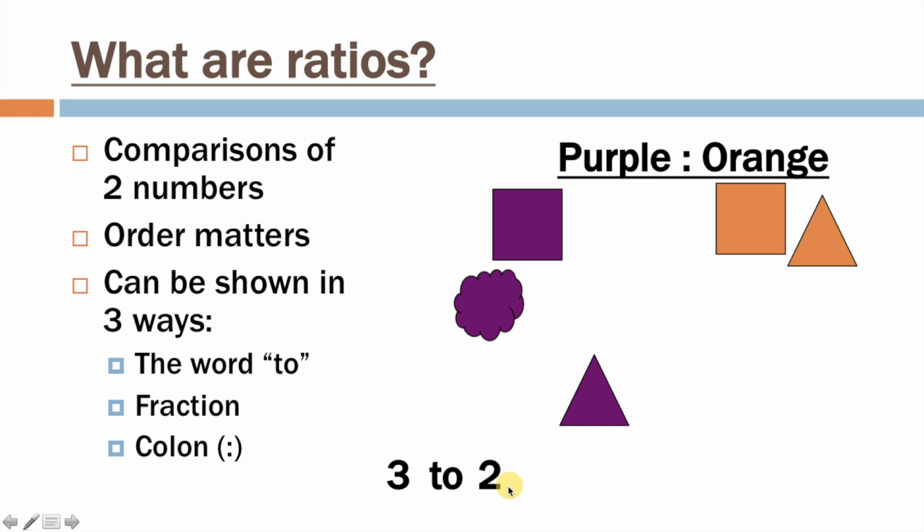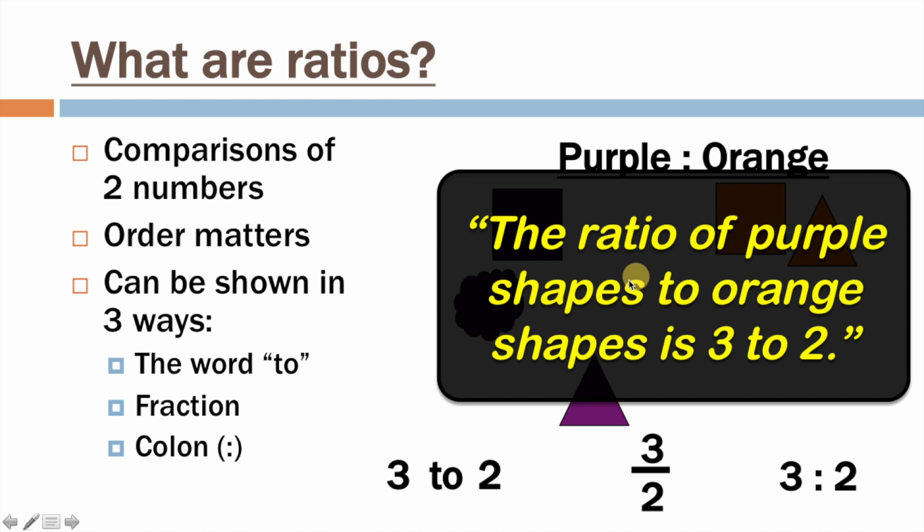3 to 2. Again, I can write that as a fraction. My first number will go on top, my second number will go on the bottom, so it will look like this, 3 over 2. And the last way to write it is using a colon, and that would be 3 colon 2. Remember, we only read it using the word "to" whenever we're talking about ratios. So our final answer, we would read it as the ratio of purple shapes to orange shapes is 3 to 2.